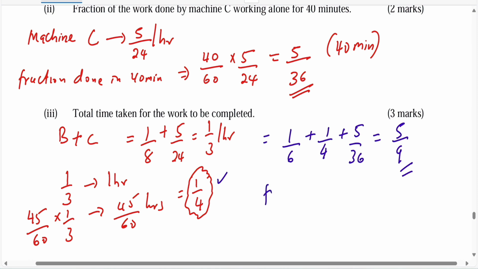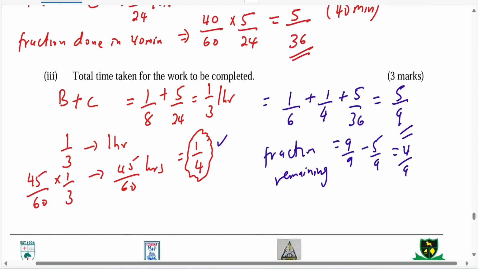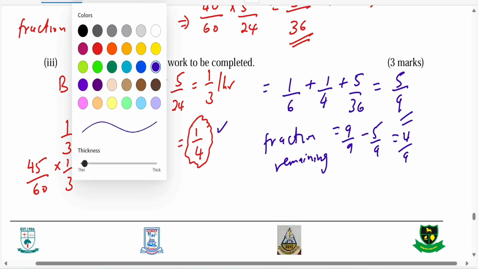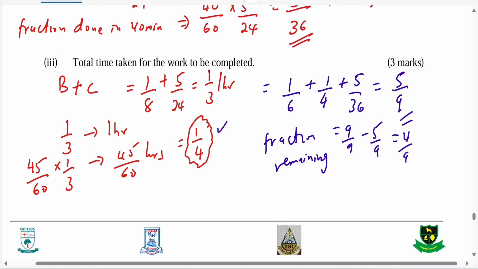So the fraction remaining will be how much? Takuwa ni ile 9/9 minus 5/9, which is 4/9. Now 4/9 will be done by who? Who will do that 4/9 of the work? It will be done by B and C. B and C will do the fraction.